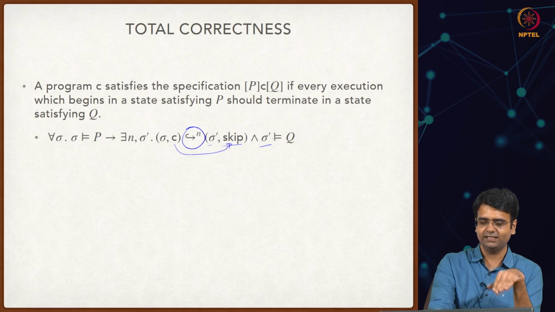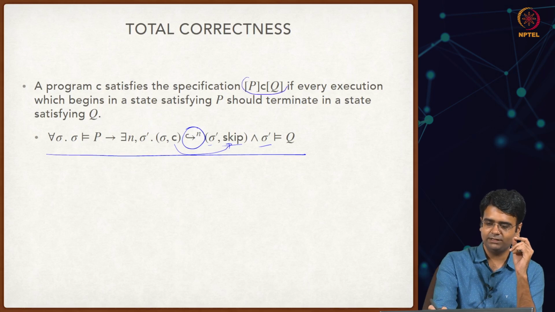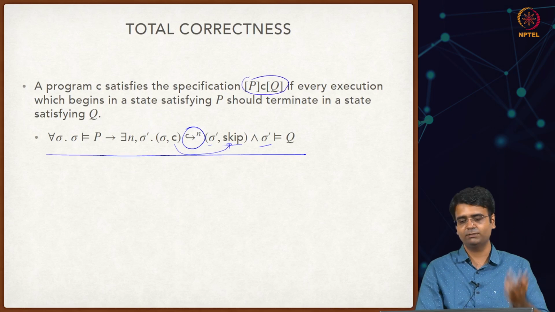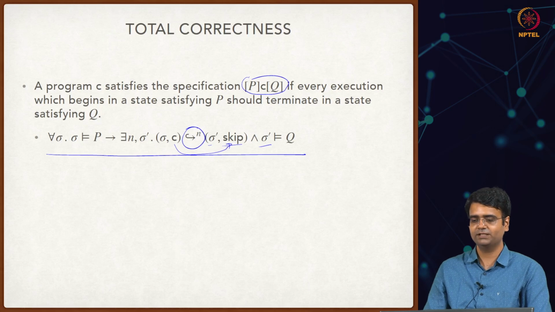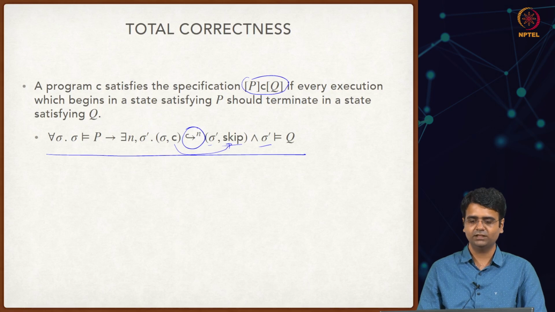But let's try to think about this carefully. Does this really say what we want to say? Is it the case that if this formula is true, then this PCQ specification is satisfied, which means that whenever you start the program C in a state which satisfies P, then the program will definitely terminate and in a state which satisfies Q?